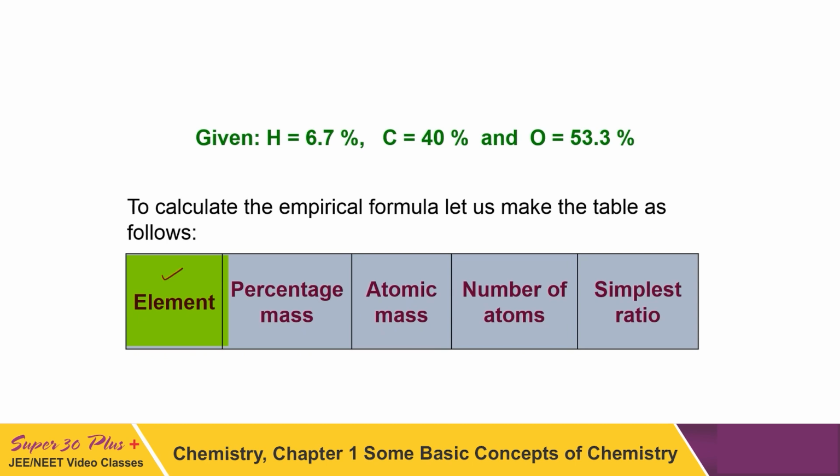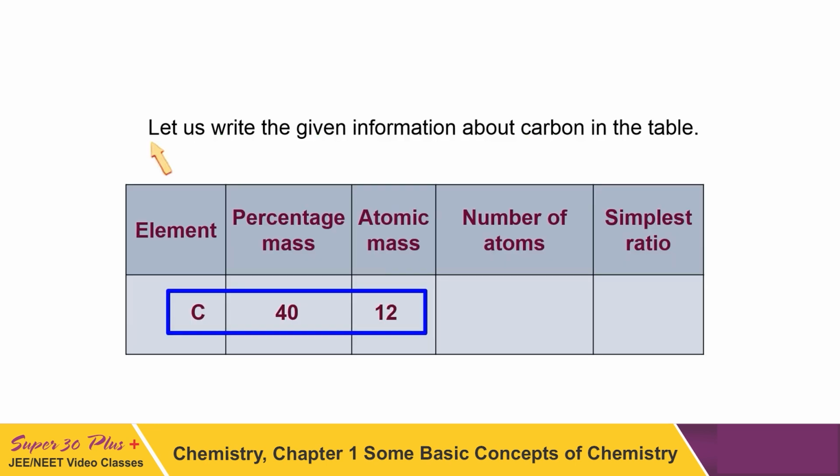First column will be of the element, then the percentage of the element, the mass percentage, then the atomic mass, then we will calculate the number of atoms. I'll tell you how to calculate the number of atoms, and then the simplest ratio, right? So here we go. Let us write the given information about carbon in the table. So first I will write the information of carbon. The element is carbon, the percentage mass given is 40 and the atomic mass is 12. Now we will do it for the other elements.